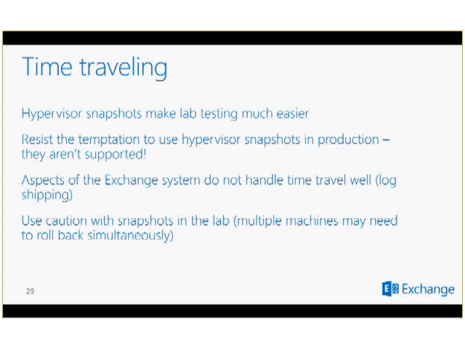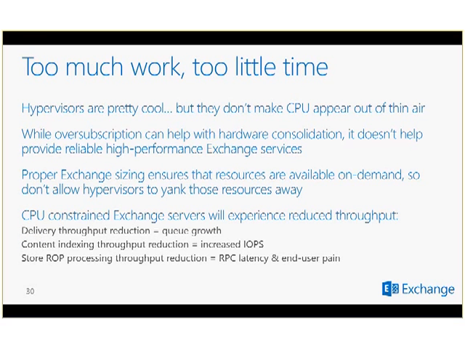And around oversubscription of CPU, it's really critical to not oversubscribe CPU wherever possible. You can run into things like queue growth, increased IOPS in some cases due to content indexing getting behind, and RPC latency, and end users feeling the pain of transactions running slow in OWA, Outlook, and other types of workloads. So we really want to make sure that Exchange servers get the resources that they're sized for when they need them.